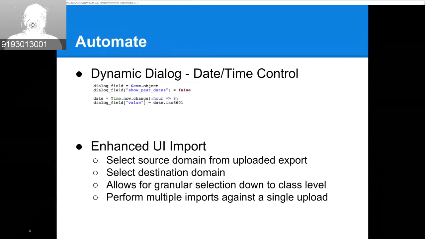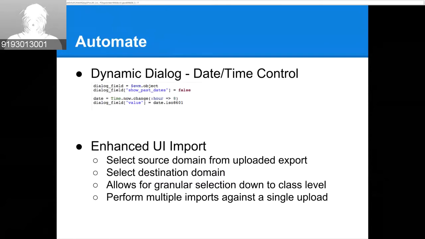And then one PR that we've had around for a little while, finally got cleaned up and merged in this sprint, was being able to enhance the import for Automate. A single export file can contain multiple domains and all the data under that. So previously you just uploaded the whole thing and it merged it. Now you're able to select your source and destination, as well as down to a class level what individual components you want to pull in.